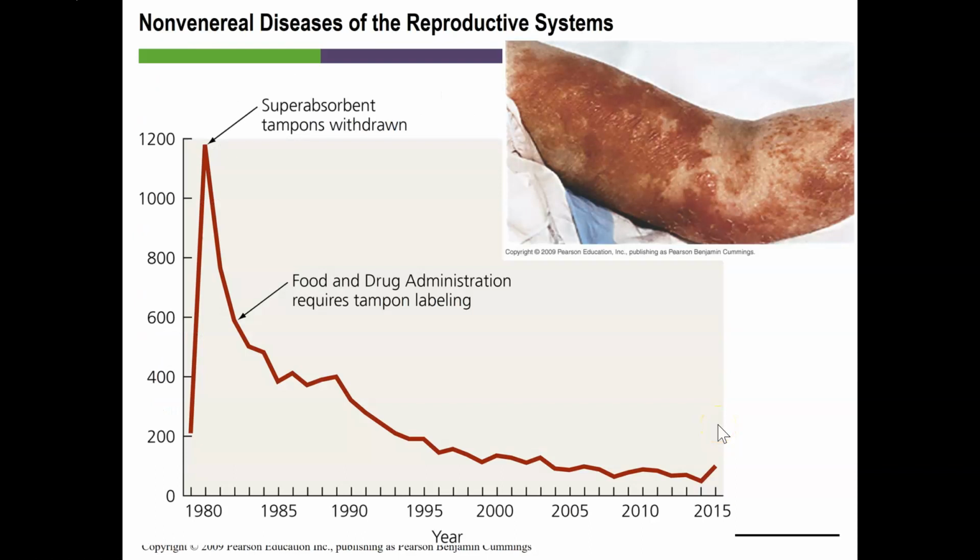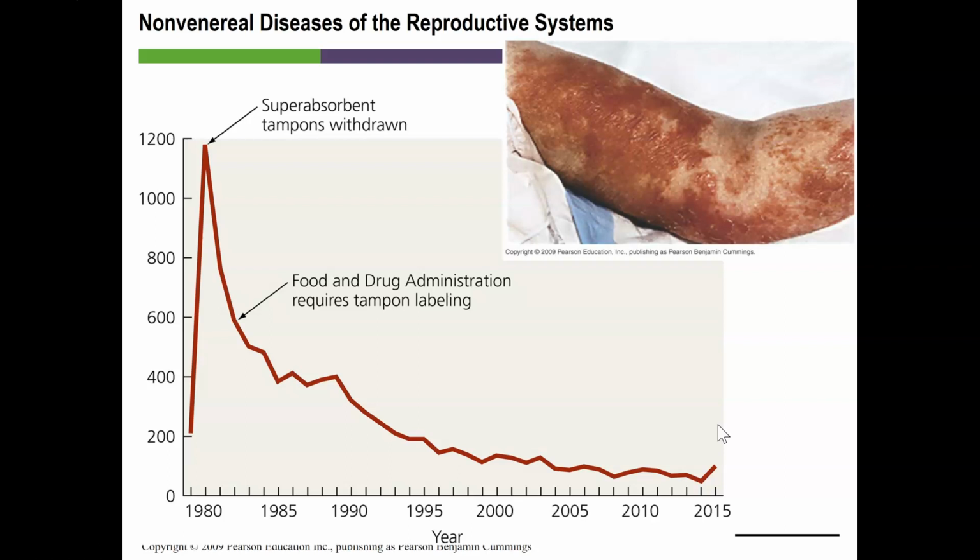This is what the graph looks like. You can see that in the 80s, there was this huge spike of staphylococcal toxic shock syndrome, and epidemiologists linked it to the use of superabsorbent tampons. What was happening is that women were using these and they were leaving them in for an extended period, which allowed the staph that might be colonizing the vaginal epithelium to multiply to large numbers and release toxin, which would then be absorbed into the bloodstream and cause toxic shock syndrome.